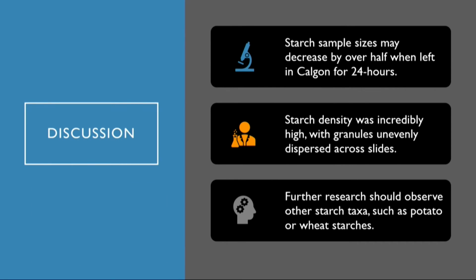Starch density in this experiment was also incredibly high, with granules unevenly dispersed across slides and a human-based counting system used. As such, granule abundance and human error may have impacted data collection. To combat these issues and to further understand the effects of Calgon on starch recovery, additional studies should be conducted with more controlled measures of starch distribution and a more efficient data collection method. Further research should also observe other starch taxa, such as potato or wheat starches, to test varied reactions of starch to Calgon.